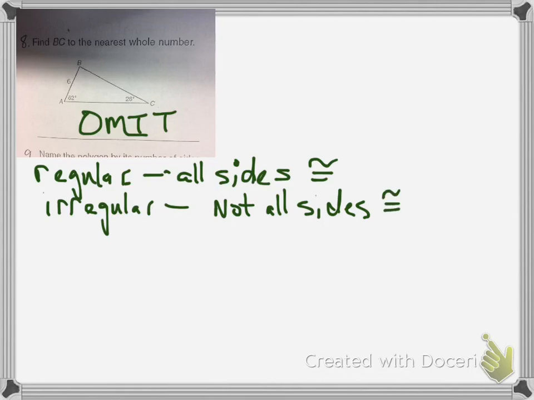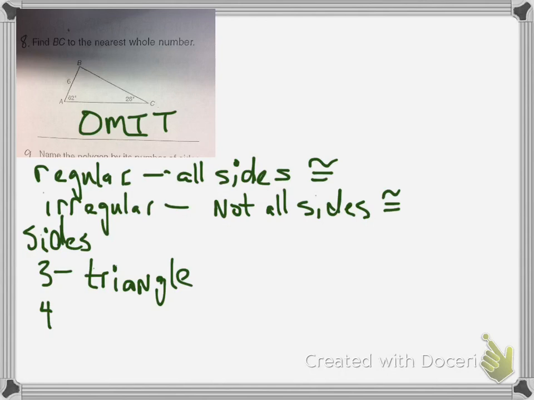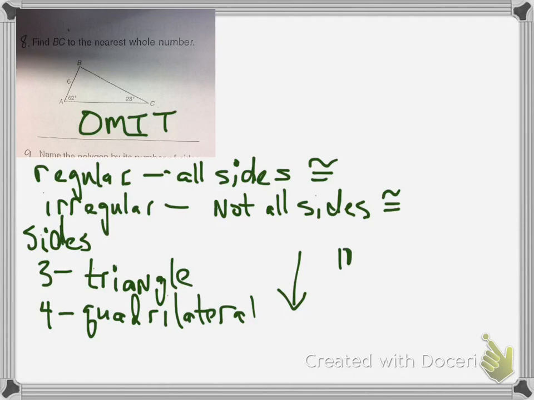And then name the polygon by its number of sides. So let's keep in mind, 3 sides is a triangle. 4 sides, no matter what, is a quadrilateral. And you can build that up through, say, 10 to 12 sides. Do that on your own for your paper.